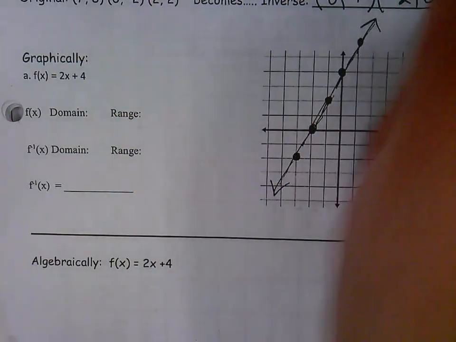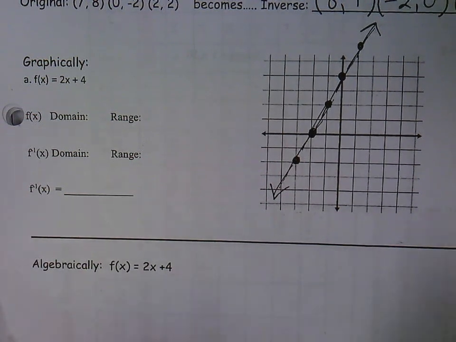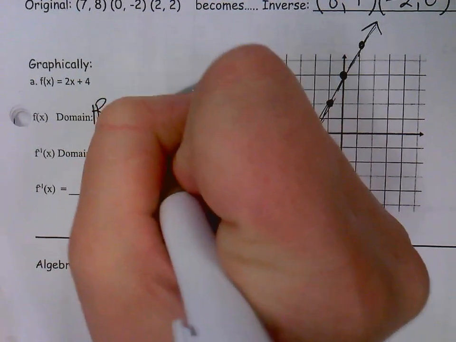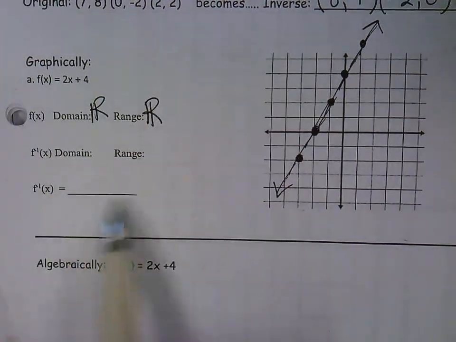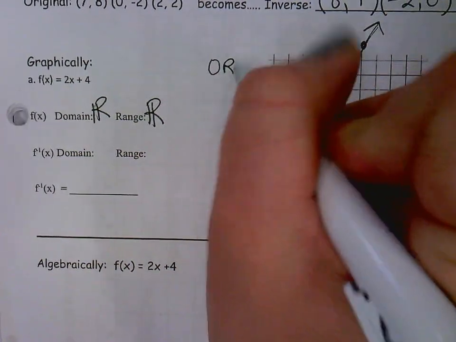So what's the domain and range of a linear function? Yes, all real numbers for both. Does that ring a bell? So we're going to try to figure out what the inverse is going to look like. So I want to make this little table.